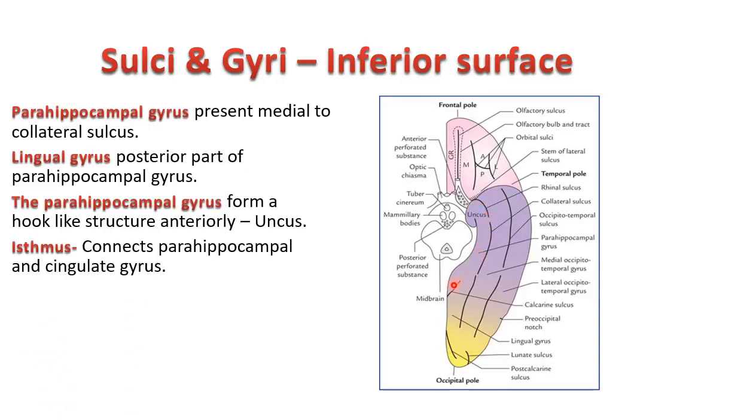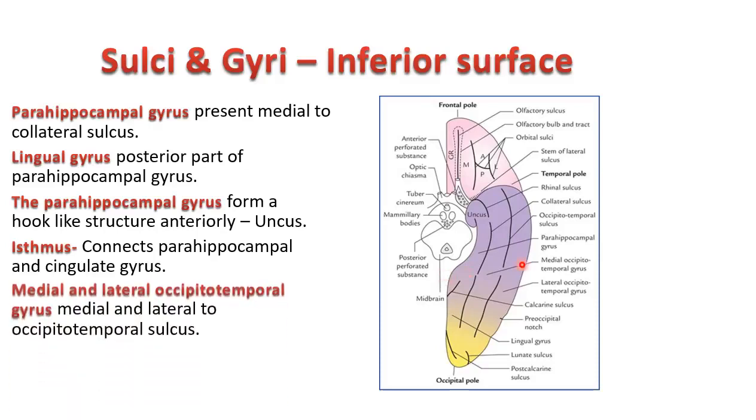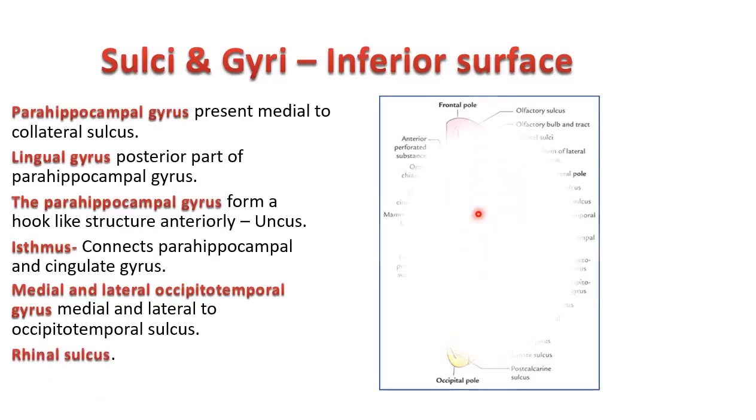Then the isthmus is an area which connects the parahippocampal gyrus with the cingulate gyrus. As you go more medially, the isthmus connects with the cingulate gyrus. Then you see the medial and lateral occipitotemporal gyri, which lie medial and lateral to the occipitotemporal sulcus. Medial to it is the medial occipitotemporal gyrus, and lateral to it is the lateral occipitotemporal gyrus. The rhinal sulcus, which I have already told you about, in the anterior part separates the parahippocampal gyrus and mainly interrupts the uncus.